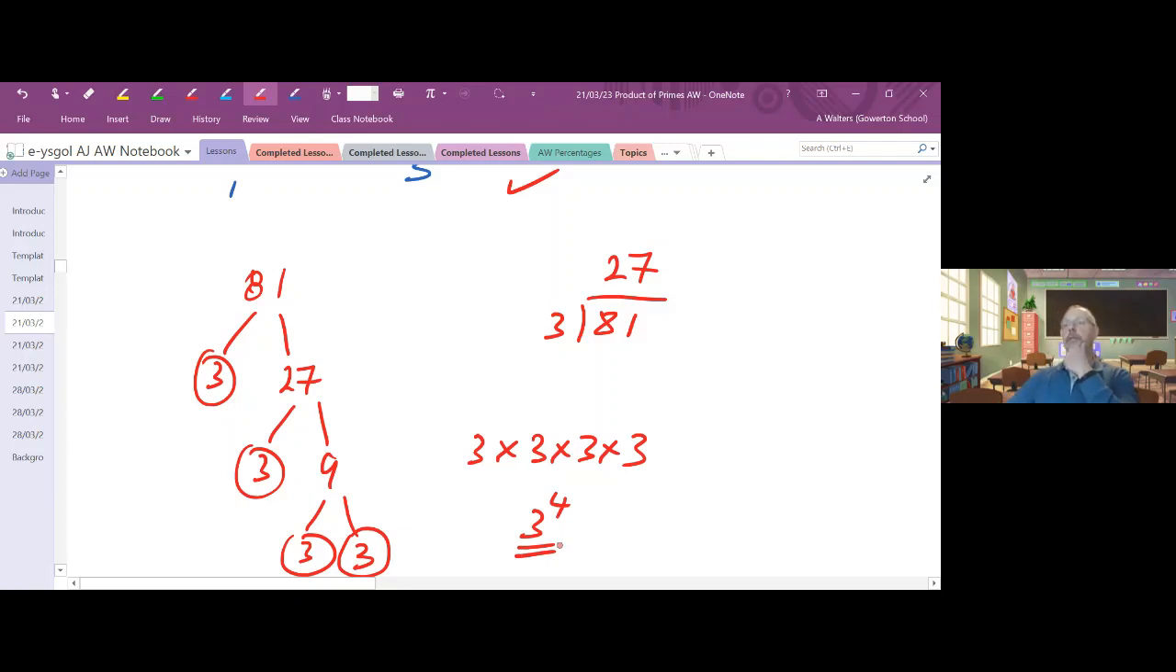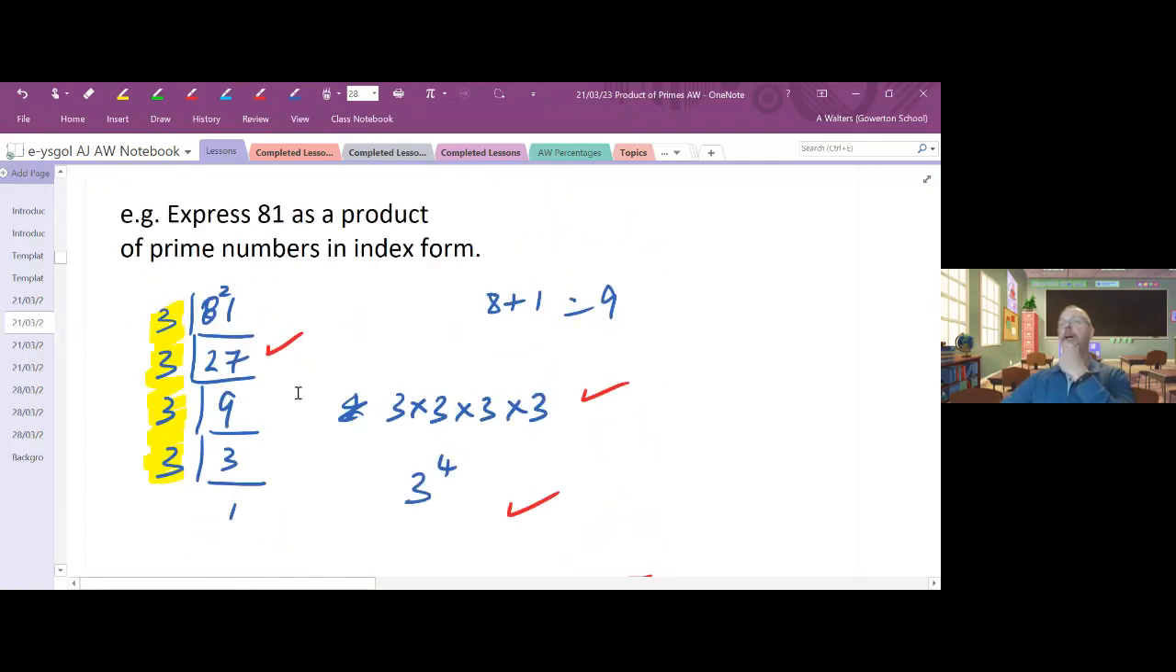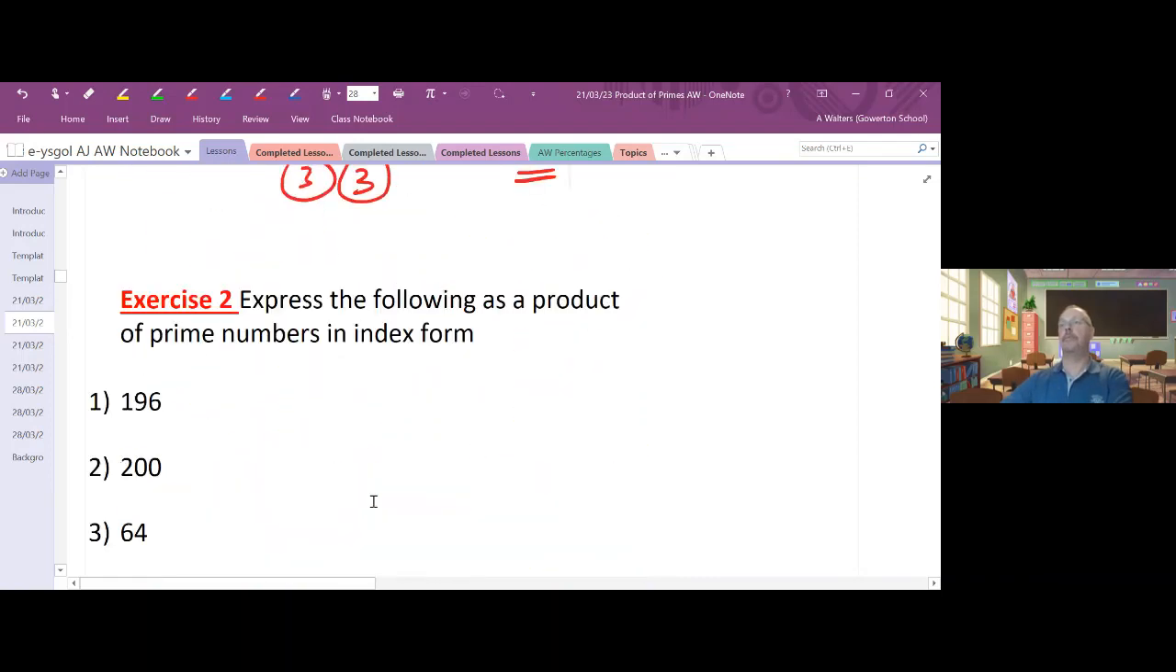Okay, so in summary, you keep dividing by the lowest possible prime number, from my preferred method, until you get to a 1 on the bottom. You multiply, you put them as a product of the prime factors, then you put them in index form. Okay, so there's an exercise for you to do here.